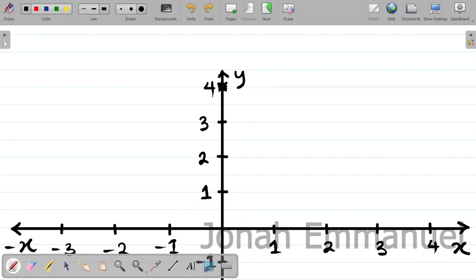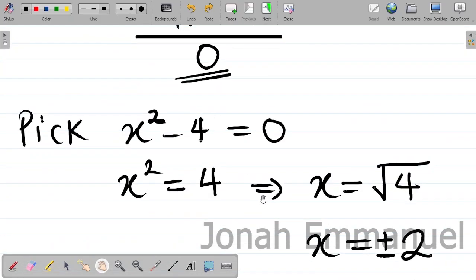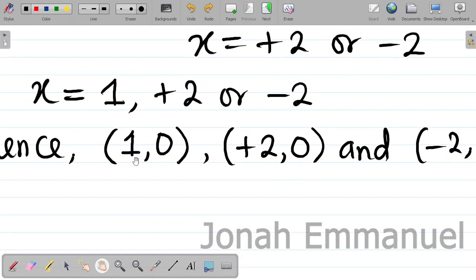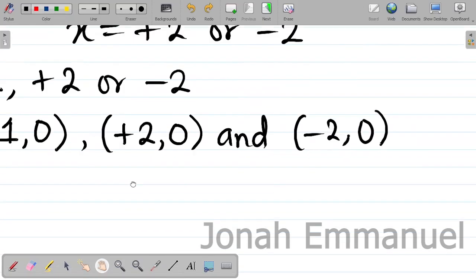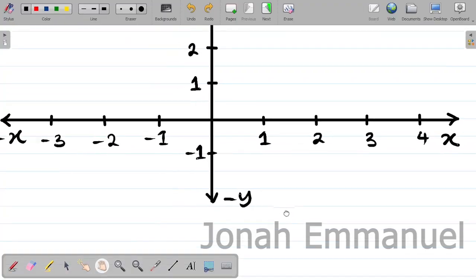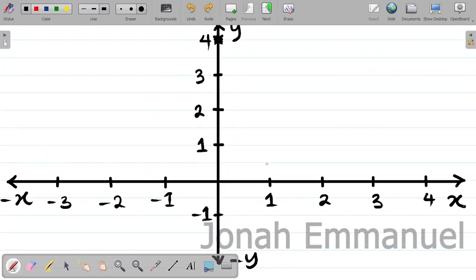Okay, what are the other points there for the x? We have when x is 1, y is 0. So it will cut the x axis at 1, 2, and minus 2. To cut the x axis at 1, 1 is this point here. To cut the x axis at 2, this is 2, and then minus 2. All right, so we are saying that it will cut the x axis at these points, and it will cut the y axis at this point.